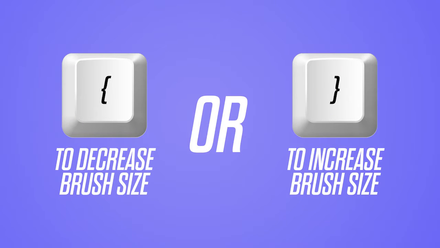Number 2 on the list is the little squiggly brackets. I don't really know what they're called. The left one decreases brush size, so you could tap it and it'll do it lightly, or you could just hold it and it'll go all the way down. Same thing for the increase brush size, it just gets bigger instead of smaller. So yeah, that's pretty much it for this one.